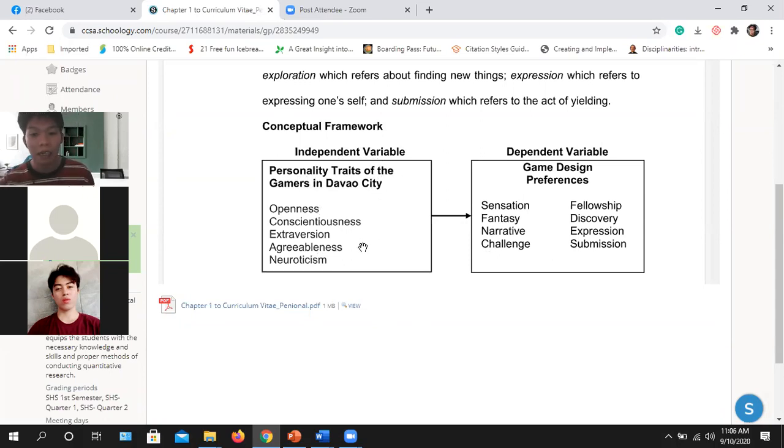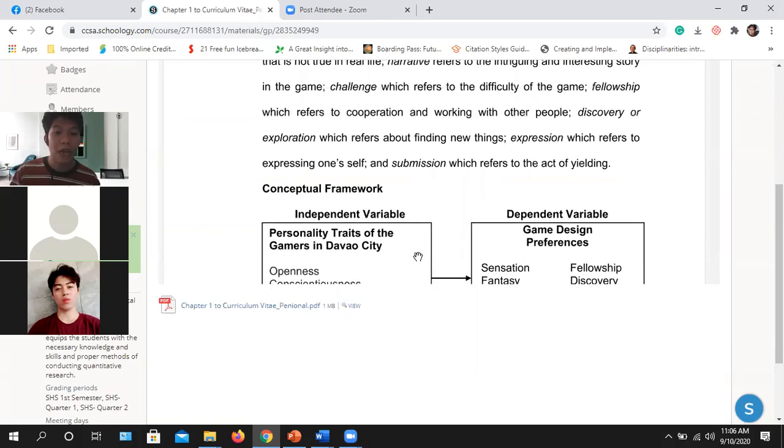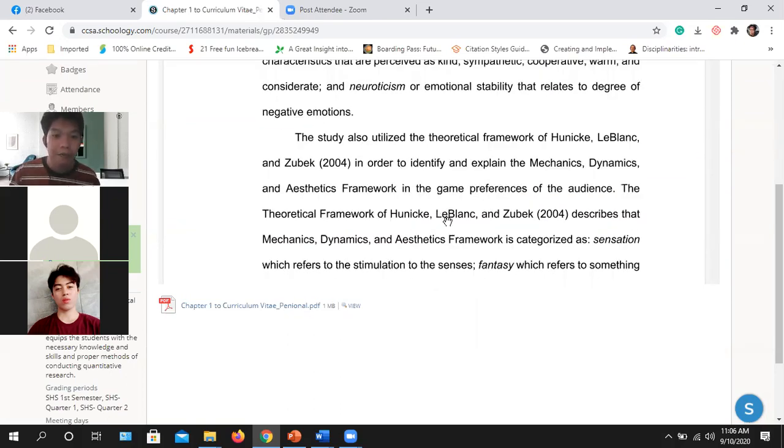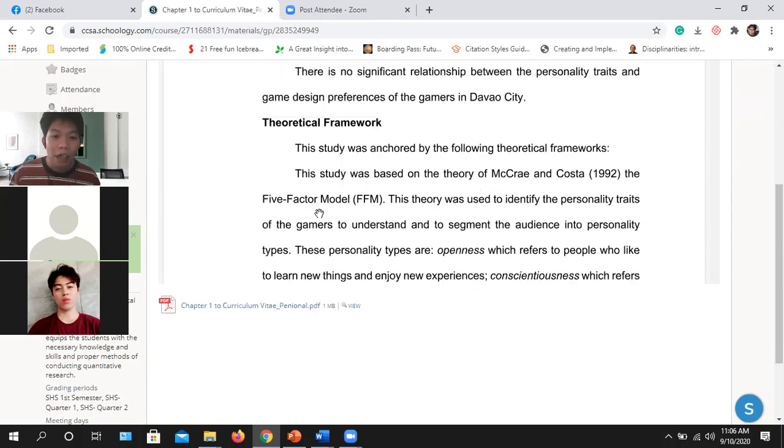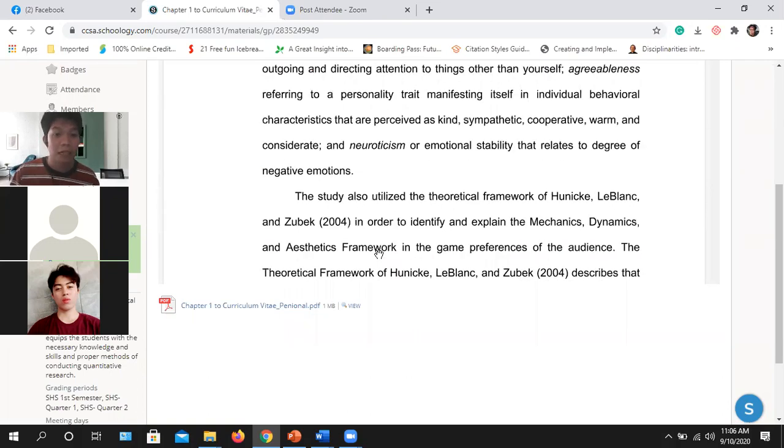It's very necessary when you write your research as a conceptual framework that you provide the specific variables in your concepts, because there are a lot of theories that can be used for your study. Halimbawa, ito sa personality traits. There are a lot of theories that can refer to personality traits. So in this case, sa study, ang ginamit dito is yung 5-factor model ng personality traits.